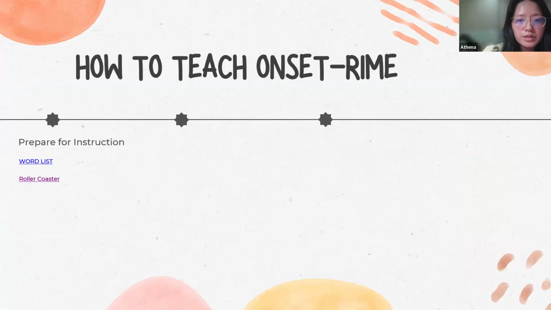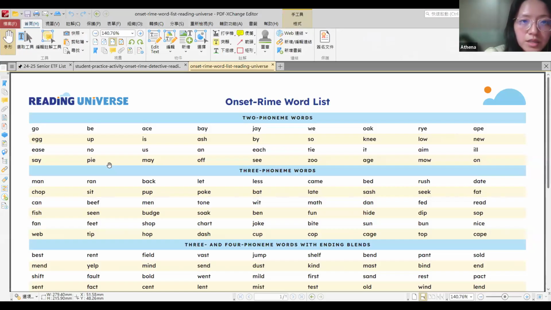So this is the word list. Can you see it? Yes or no? Yes? Okay, thank you.